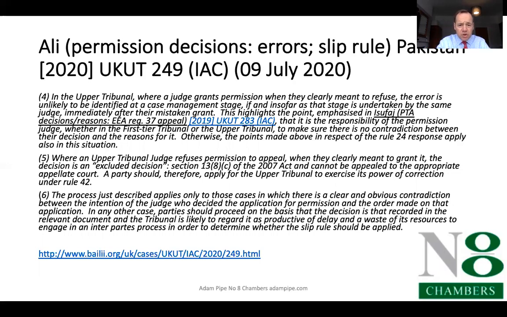Where an Upper Tribunal judge refuses permission to appeal when they meant to grant it, that's an excluded decision, so you can't then appeal up to the appellate court. You should apply to the Upper Tribunal to use its power under Rule 42. Now, the constant theme throughout this head note is where there is a clear and obvious contradiction. So they say in paragraph 6 of the head note, this applies to clear and obvious contradictions.